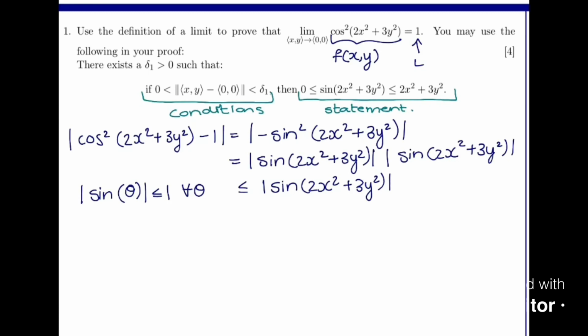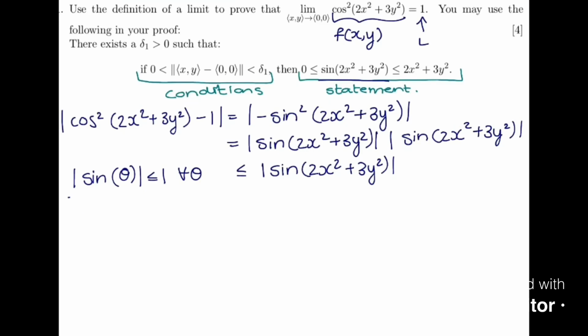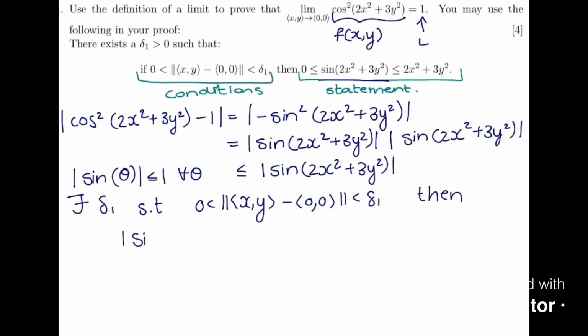And this kind of looks like something in our statement over here. But in order to use our statement, the condition needs to be satisfied. So let's state there exists a delta 1 such that this is true: the norm of (x,y) minus 0 is less than delta 1. Then I can say that the absolute value of sine of (2x squared plus 3y squared) will just be equal to sine of (2x squared plus 3y squared).